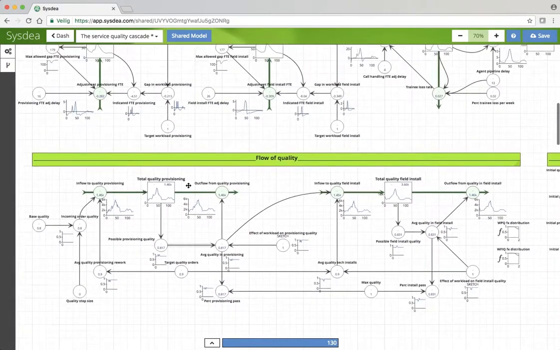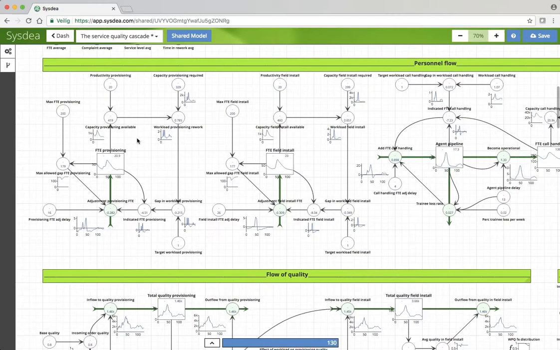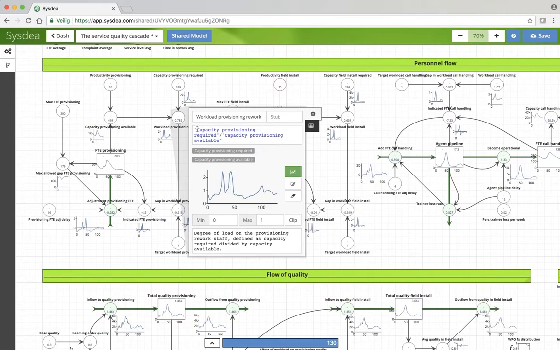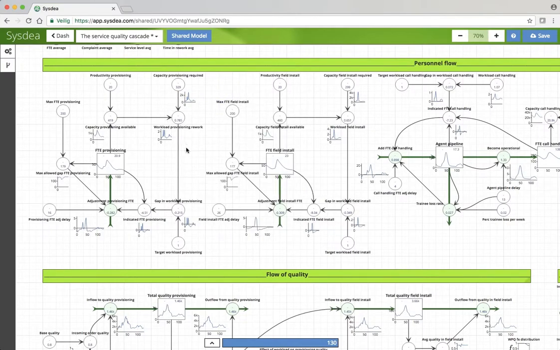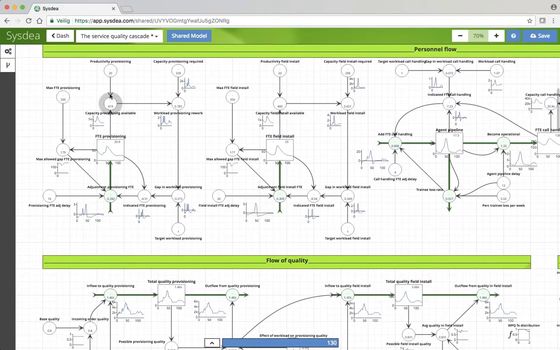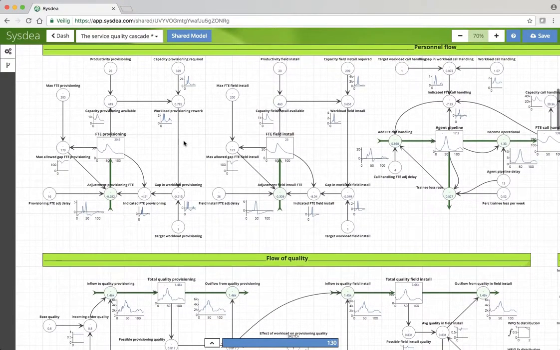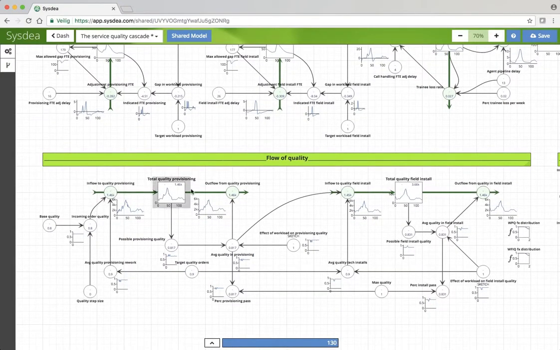Now, where do we get workload from? We get workload from the capacity up here. Workload in provisioning rework is simply the ratio of how much capacity you need divided by how much capacity you have available. A simple formula indeed, but a very complex concept. So if there is more capacity you need than you have available, then the workload becomes higher. When the workload becomes higher, the quality of rework coming in becomes lower. And the average quality going out also becomes lower.